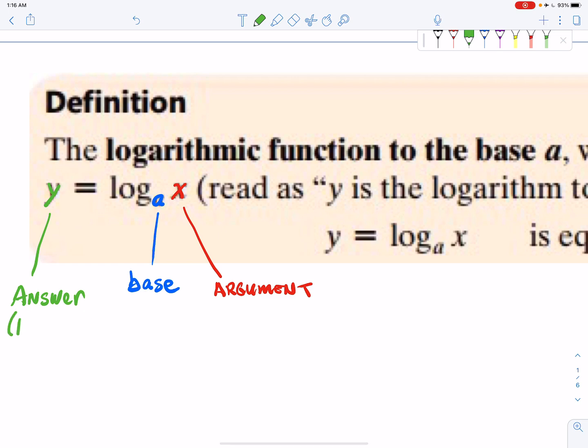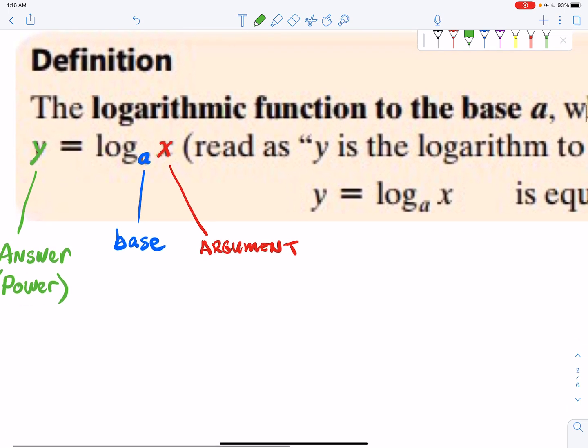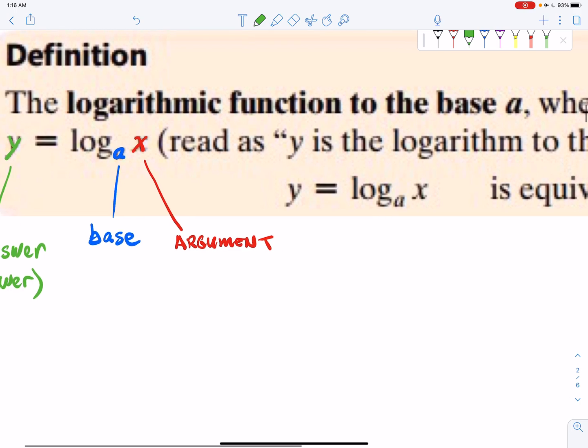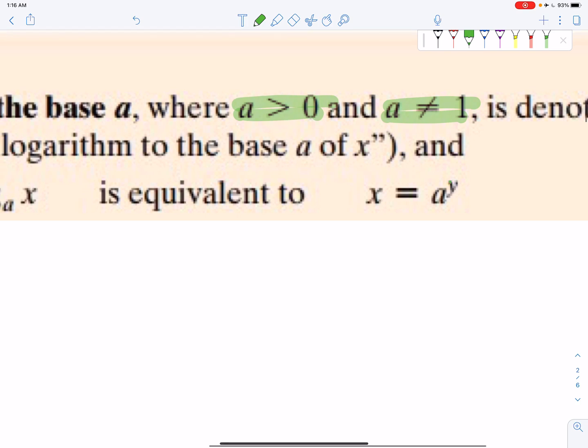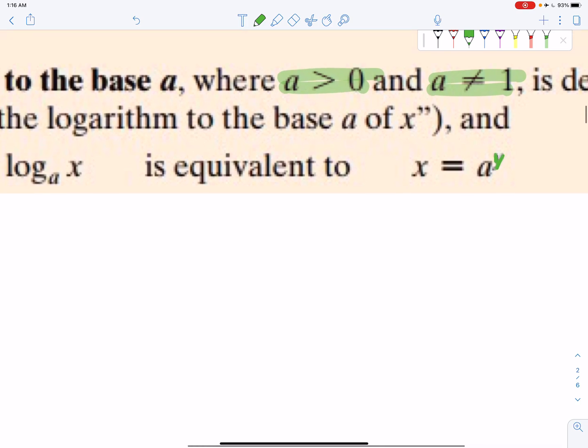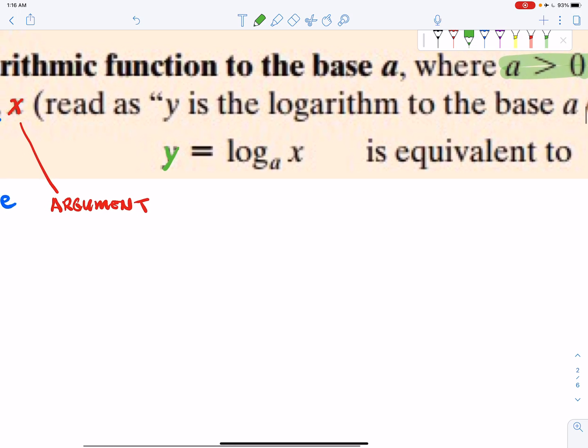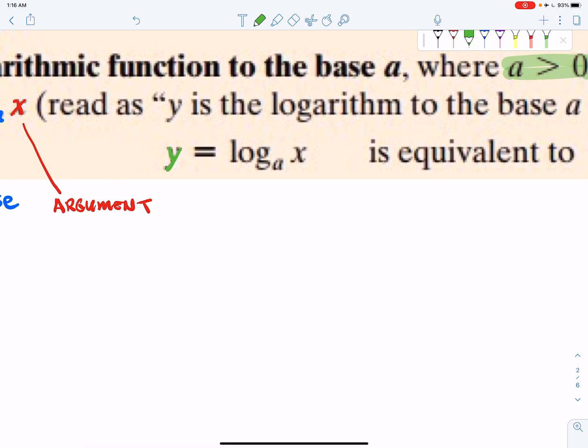It's also called the power. That is because when we convert it from its logarithmic form to its exponential form, this answer right here becomes an exponent, which is the power. So let me write it down here: y equals log base a of x. If this argument is more complicated, we usually put parentheses around it, but that's not needed right now.